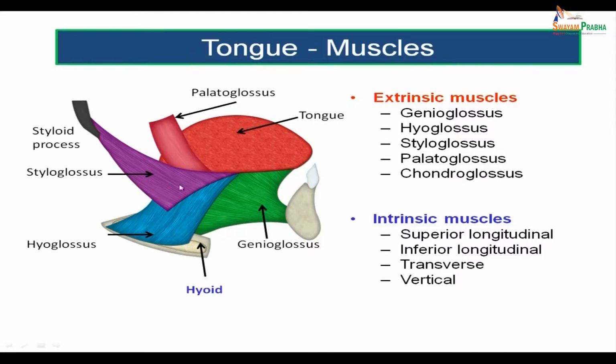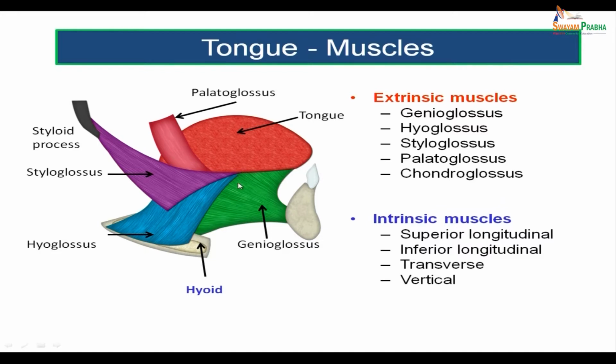So the extrinsic muscles include the genioglossus. The bulk of the tongue is formed of this particular muscle, the genioglossus, which extends from the mandible into the tongue. The hyoglossus extends from the hyoid bone and is inserted into the sides of the tongue. The palatoglossus originates from the palatine aponeurosis and is inserted into the posterior part and sides of the tongue. And finally, you have the styloglossus, which extends from the styloid process and inserts into the sides of the tongue. Additionally, there is a small muscle called the chondroglossus. The chondroglossus is nothing but a detached part of hyoglossus and also extends from the hyoid bone to the sides of the tongue.